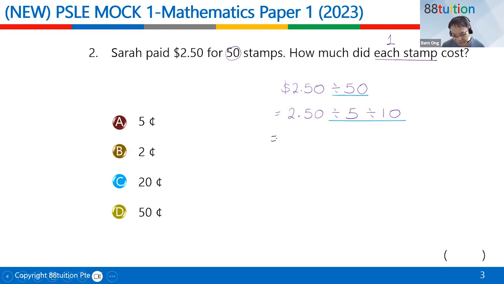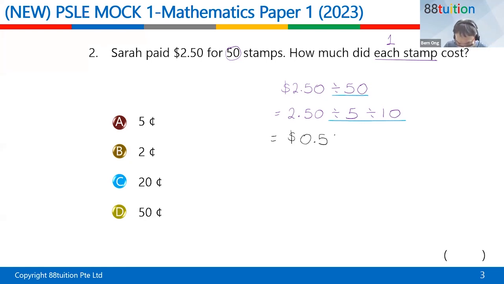Oh, $2.50 divided by 5, no problem. All right, 25 divided by 5 is like 50 cents. Yeah, so down here we'll give you a 0.5. Correct or not? All right. So $2.50 divided by 5 will give you like a 50 cent. Correct or not?